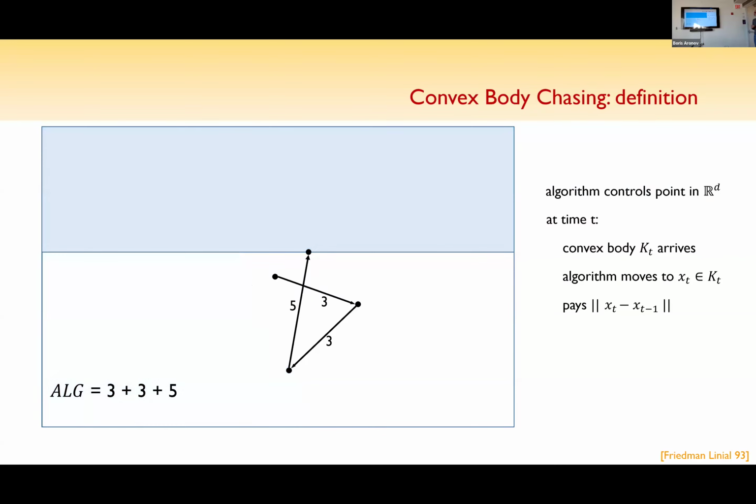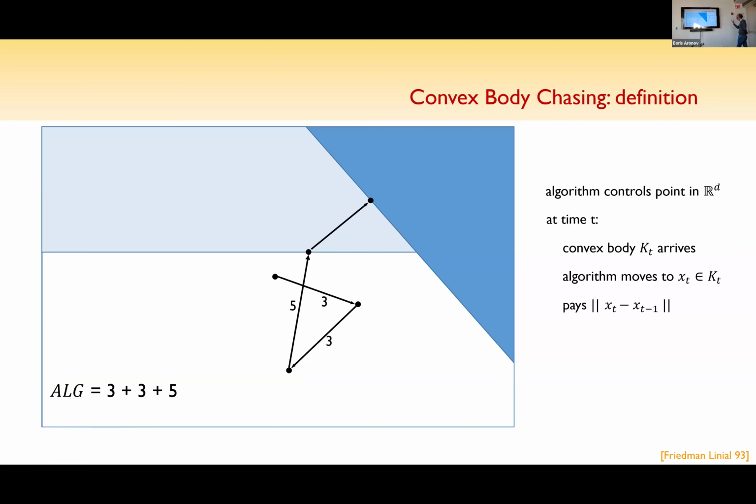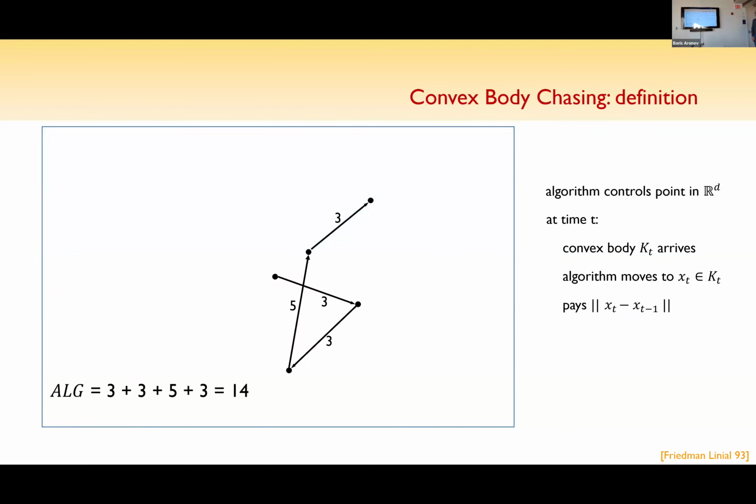Of course, you get to choose which point you want inside the convex body once it appears, because your goal is to minimize the sum of all these distances that you travel. So in some sense, there's a trajectory that you're taking, and you want the shortest trajectory. The problem is you don't know the future. When you see a body, you don't know what the next body is going to be. So you do what you can. That's the problem. So this is the algorithm's cost, in this case 14.